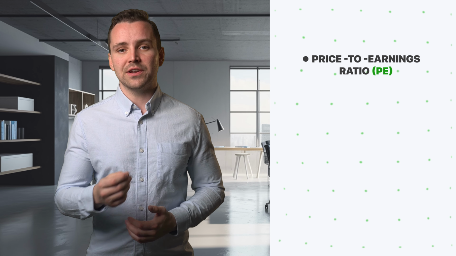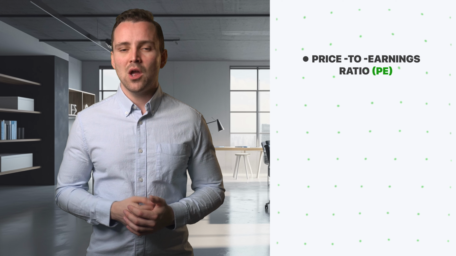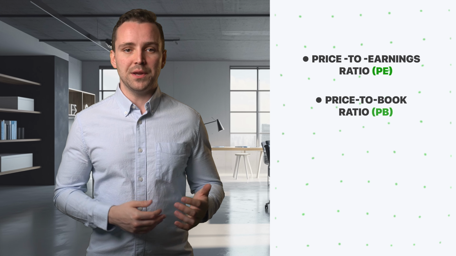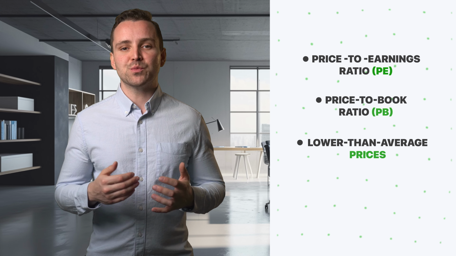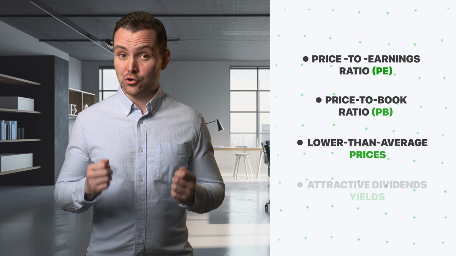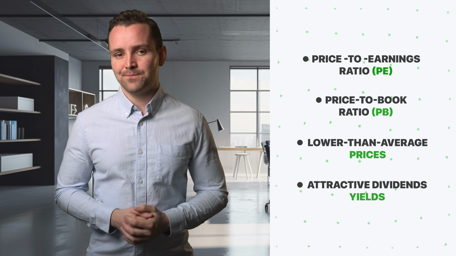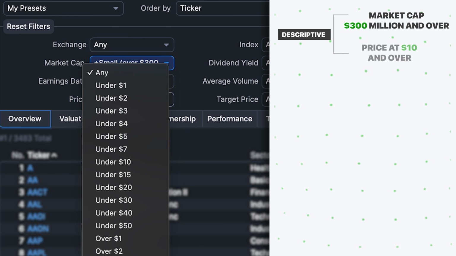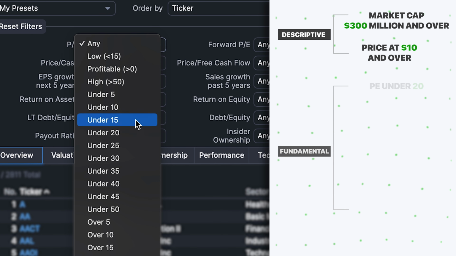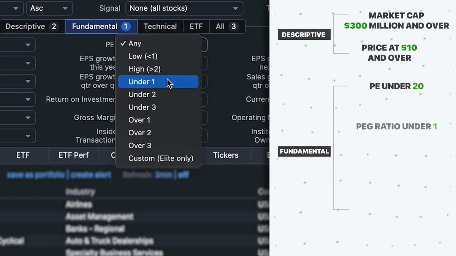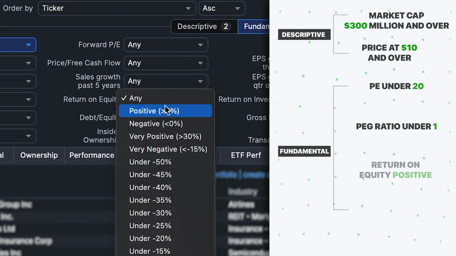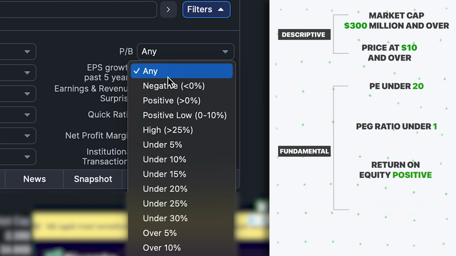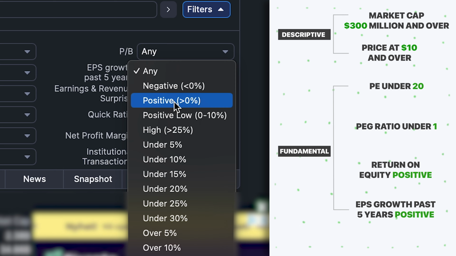For that, we will look in particular at price to earnings ratio, PE, price to book ratio, PB, lower than average prices, and often attractive dividend yields. To find them, we will select the following filters: market cap at $300 million and over, price at $10 and over, PE under 20, PEG ratio under 1, return on equity positive, EPS growth past 5 years positive.